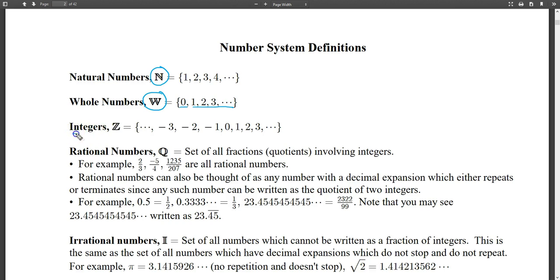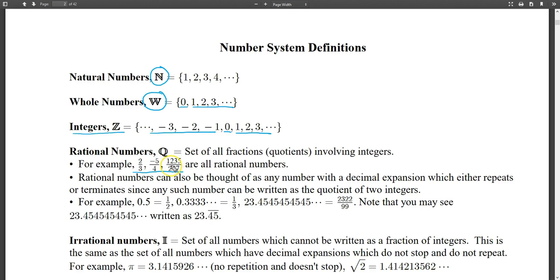We define the integers, Z, to be the set of all positive and negative natural numbers, along with 0 thrown in. Then we define the set of all rational numbers, denoted by Q. That's the set of all fractions or quotients involving integers. So for example, numbers like 2/3, -5/4, 1,235 divided by 207, these are all rational numbers because they're the quotient of two integers.